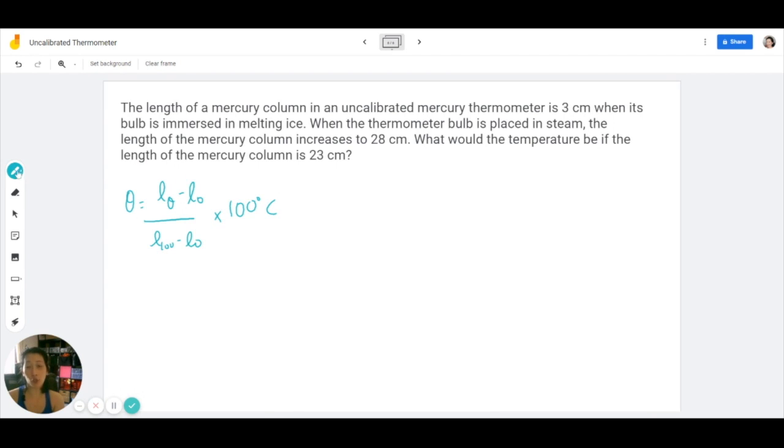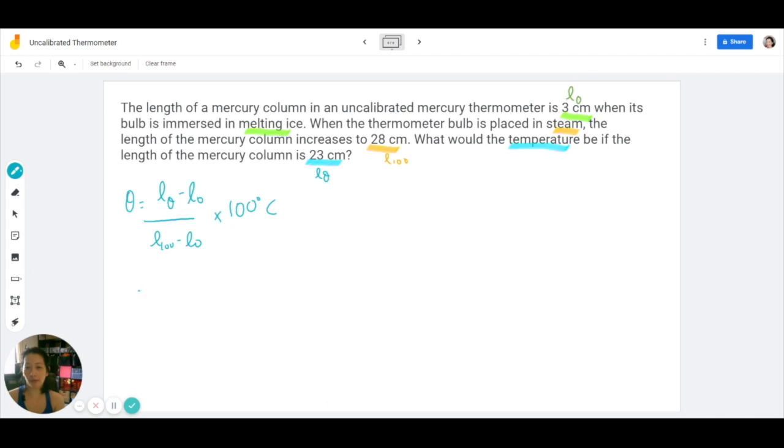So, of course, you need to extract the information from the word problem. I'm going to underline this. We have 3 cm when it's in ice. That means that this is L0. And then we have steam at 28 cm. That means this would be L100. So they want to find out what the temperature is when the mercury column is 23 cm. This is the unknown temperature. That means this would be L theta.